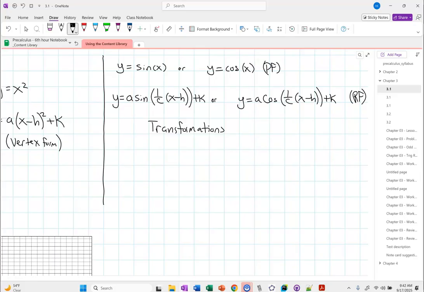And it turns out that I can look at the values of the A, C, H, and K, and just from looking at what those numbers are, be able to tell what the transformation is doing.